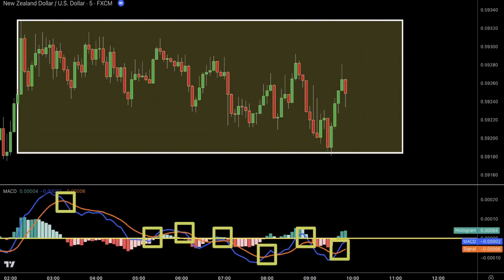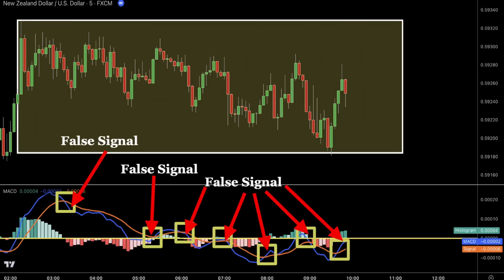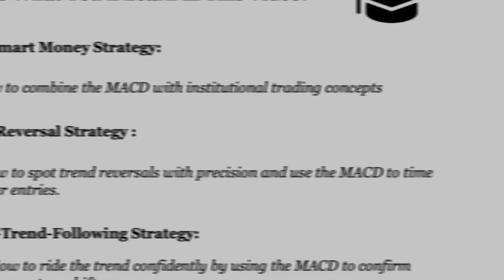What happens here? These crossovers produce false signals. You might enter a trade thinking you've got a clear buy or sell signal, only to see the price reverse on you, again and again. Relying on this strategy in a range-bound market can lead to multiple losing trades. These false signals can quickly add up, potentially wiping out your trading account if you're not careful.